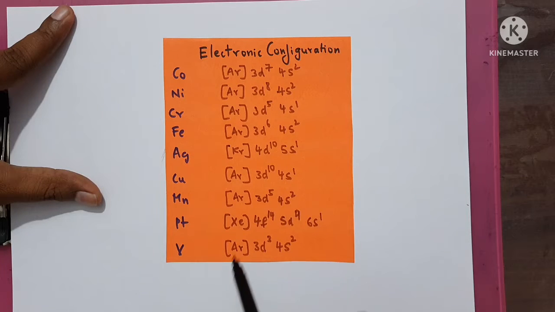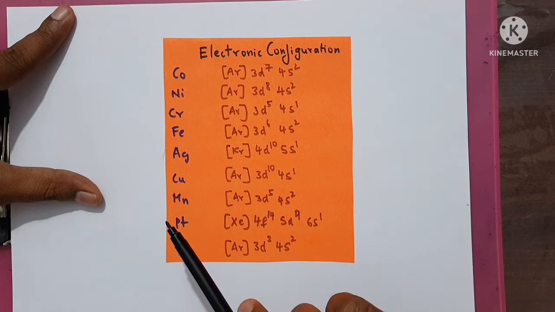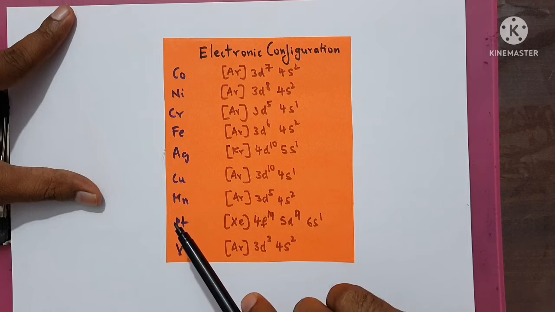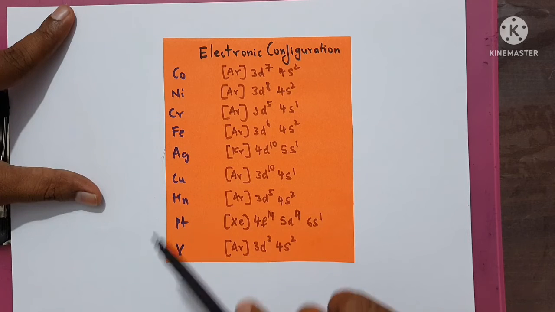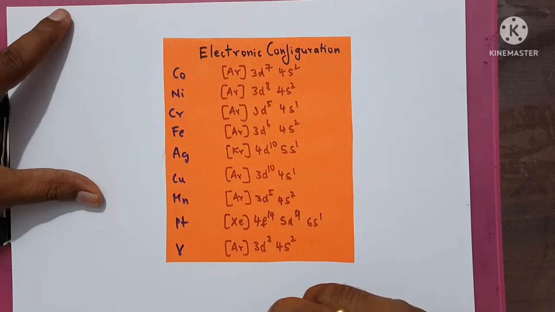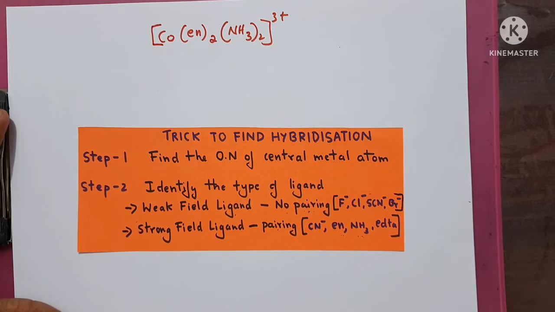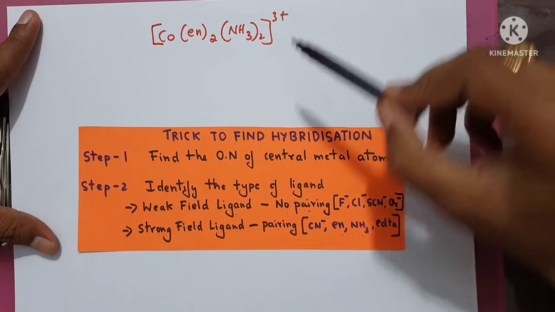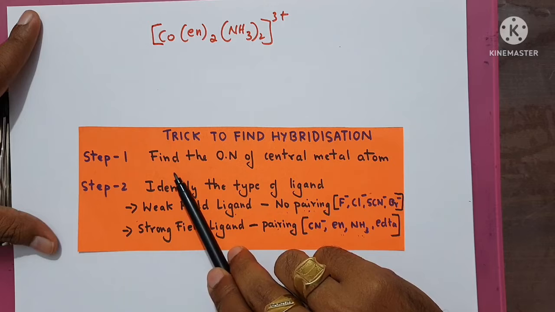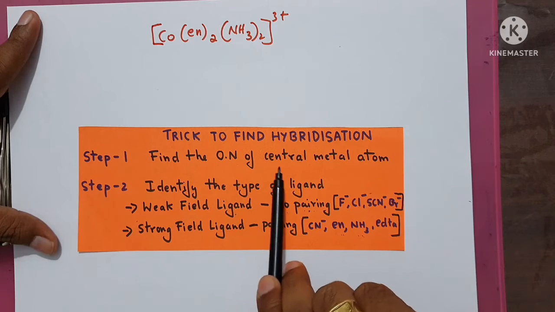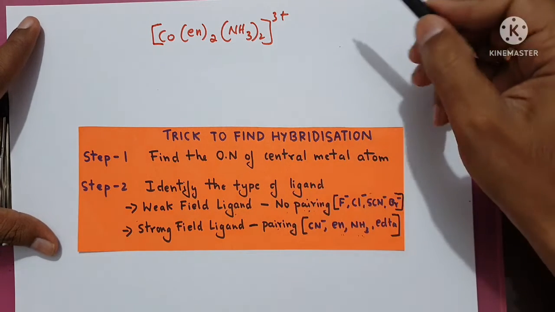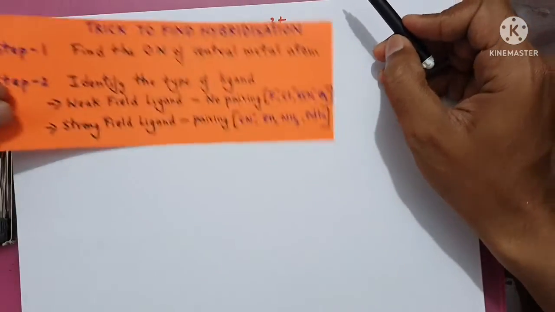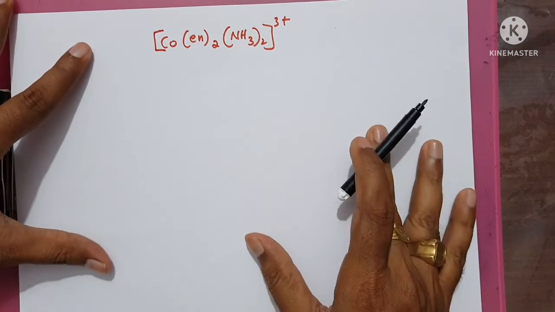I'll tell you how to make use of this, and let us follow step number 1 and step number 2 with one example, so that you can understand better. Let us learn how to find the hybridization of this given example. As I mentioned, step number 1 is to find the oxidation number of the central metal atom. It is very easy.